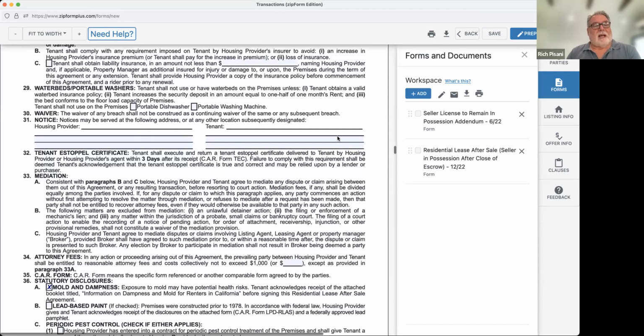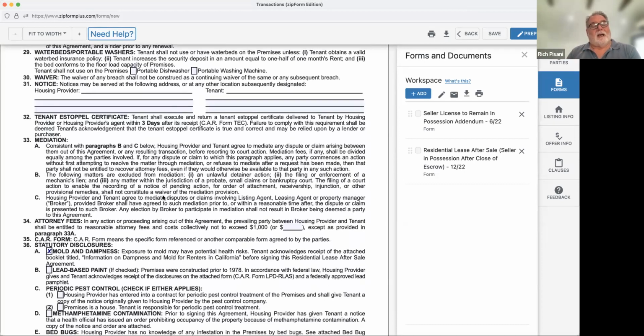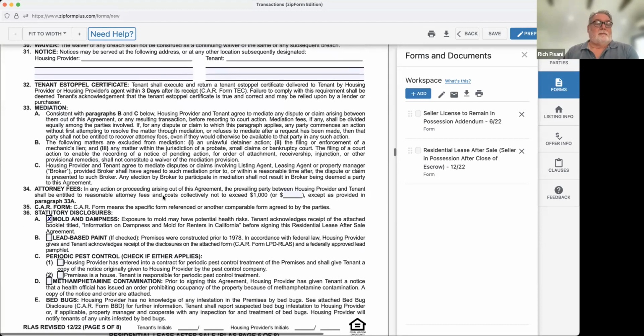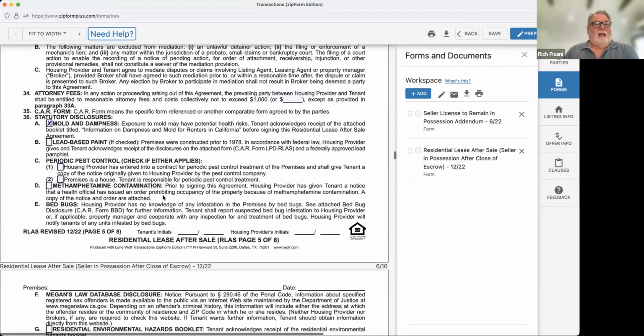Waiver notices, because the tenant has to agree to, if they're asked to do an estoppel. An estoppel is if the buyer was turning around and selling this, they have to do an estoppel saying, this is what I pay a month, this is what my security deposit is, these are the terms of this agreement. So everybody has to agree to mediation, and whoever wins gets the attorney's fees.